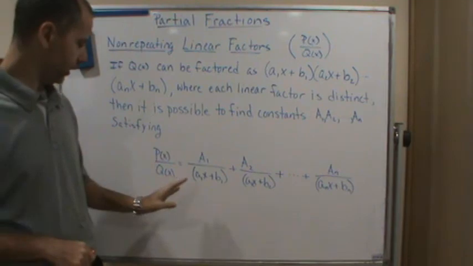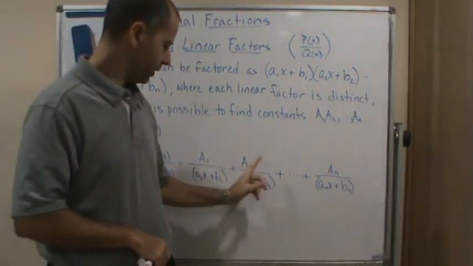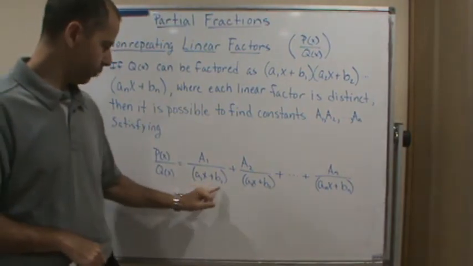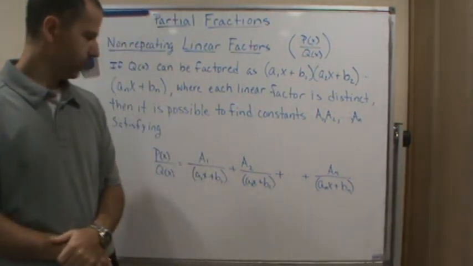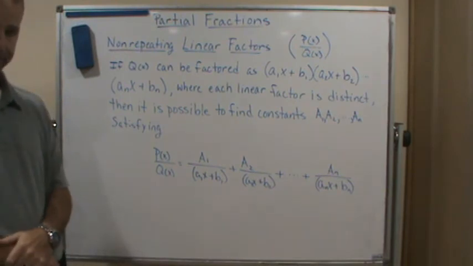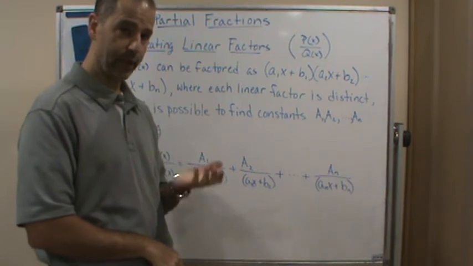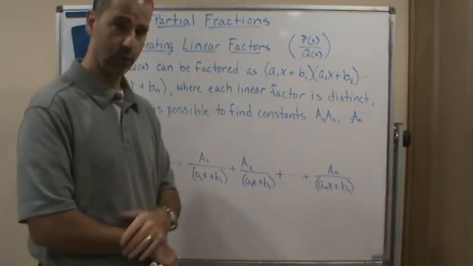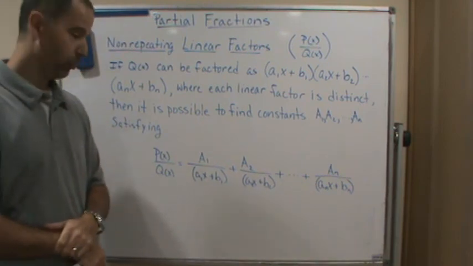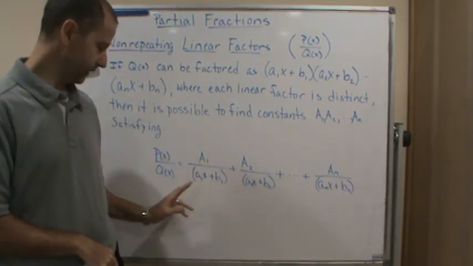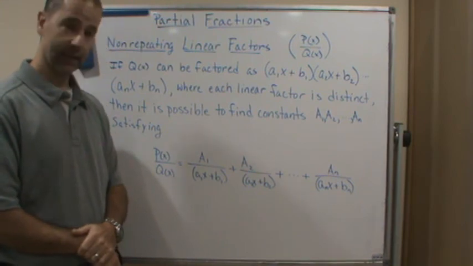Our goal is to find those constants such that we can write the expression as a sum with one term for each of the factors in the denominator. How we do that is where the algebra comes in, and I'm going to show you how to do that in the next video. We're going to use an example to show you how to get these.